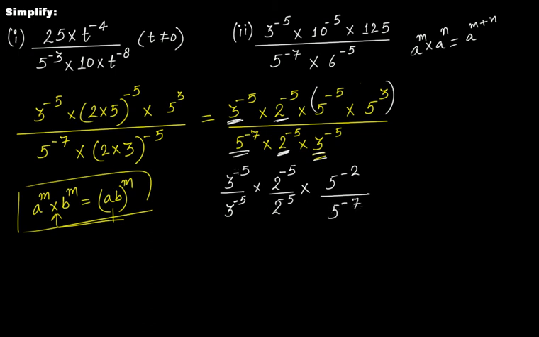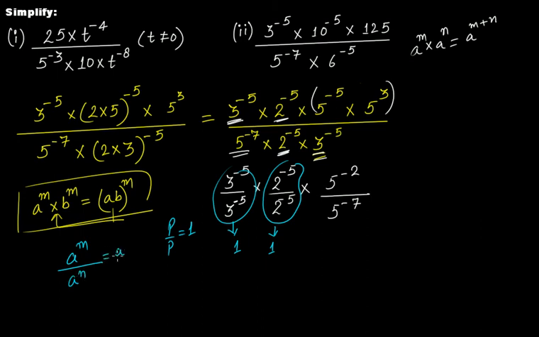Okay, now this is 3 raised to the power of minus 5 and this is 3 raised to the power of minus 5. It's something like p divided by p. So p divided by p is equal to 1 only. This whole is actually 1, right? Same thing here. This also is actually 1. And what about this one? It's of the form a raised to the power of m divided by a raised to the power of n is equal to a raised to the power of m minus n.